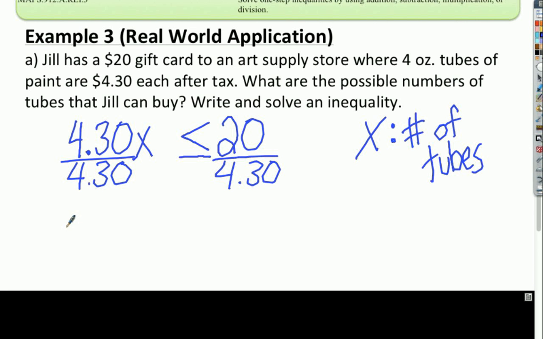I paused and gave you a moment to do it yourself, but you should have done this. Do we flip the symbol? No, we don't flip the symbol. We didn't divide by a negative number. We divided by a positive. So we end up with x is less than or equal to what? X is less than or equal to what?